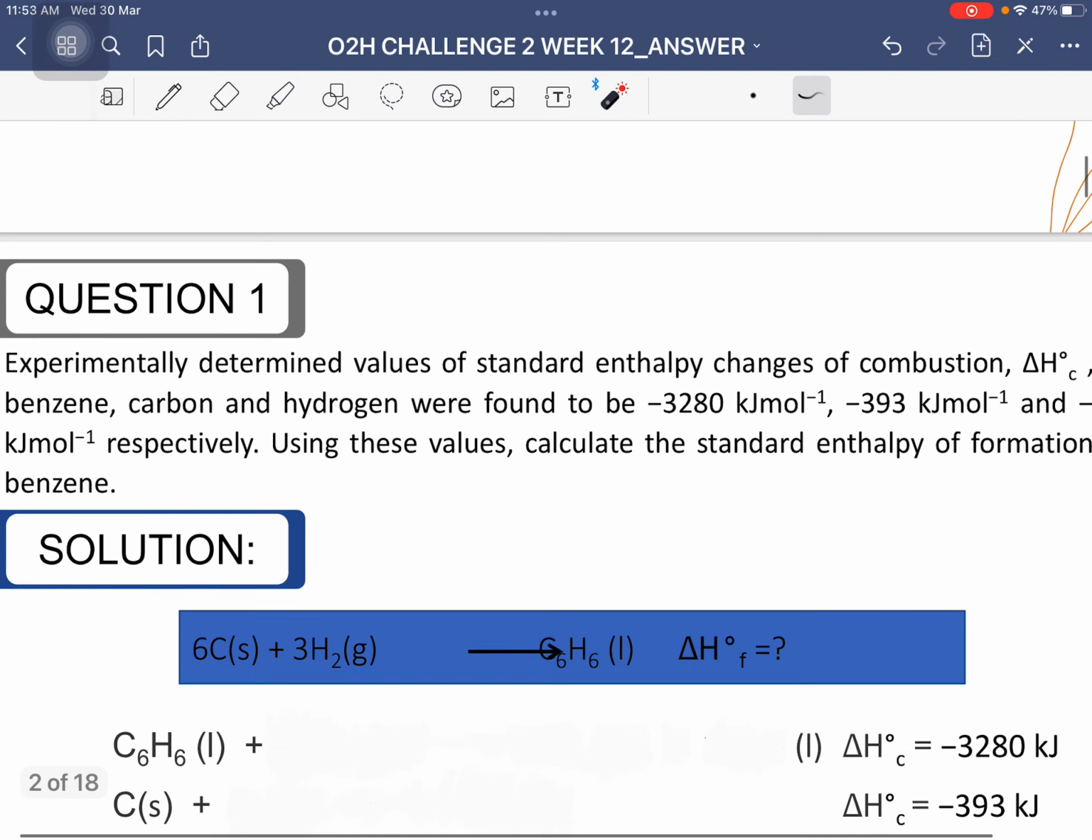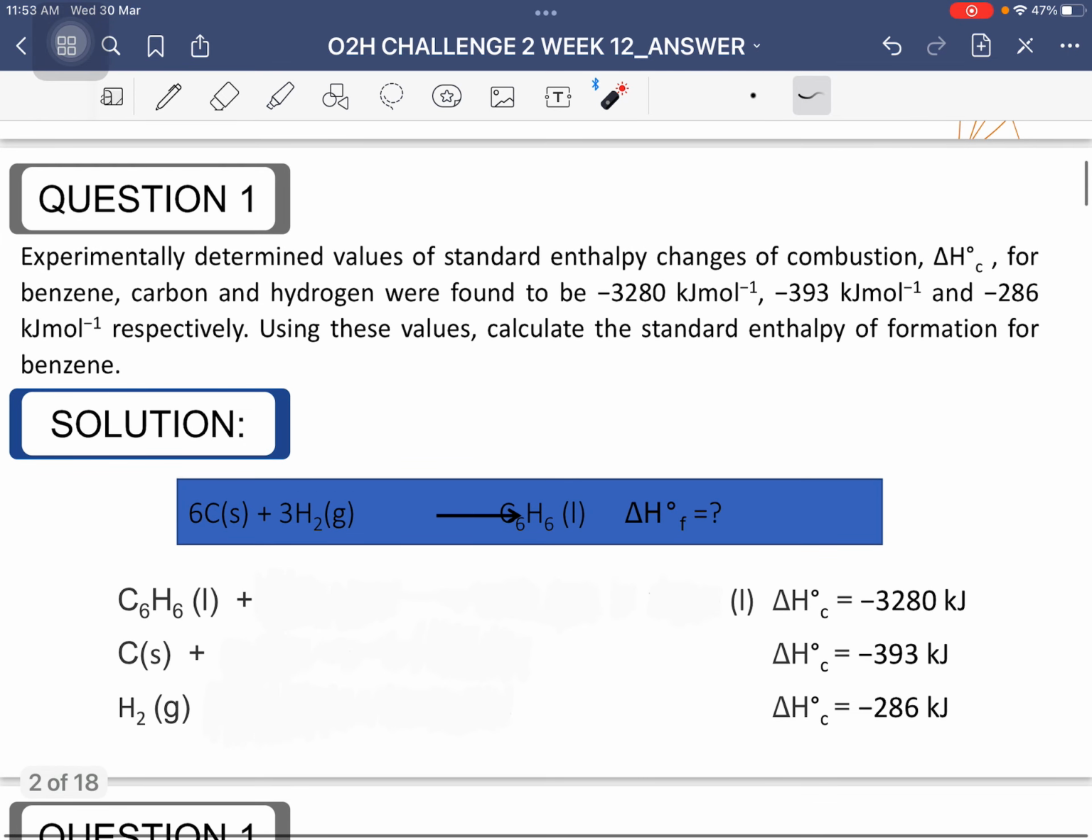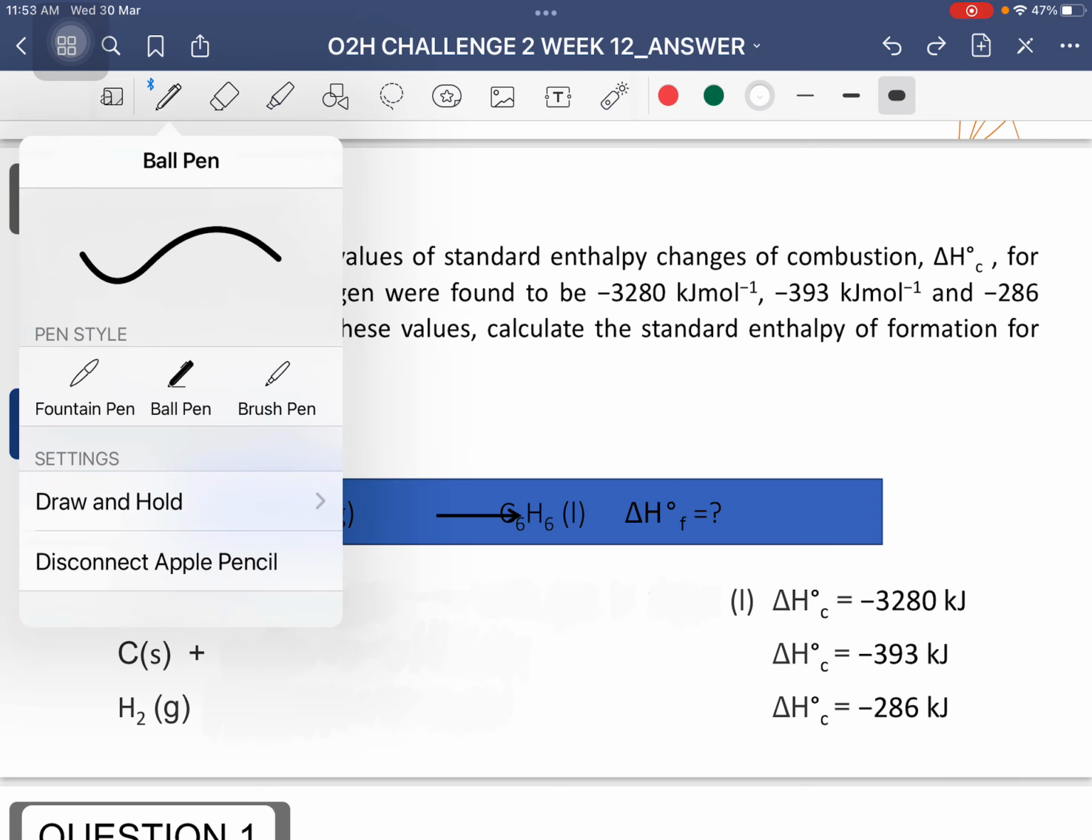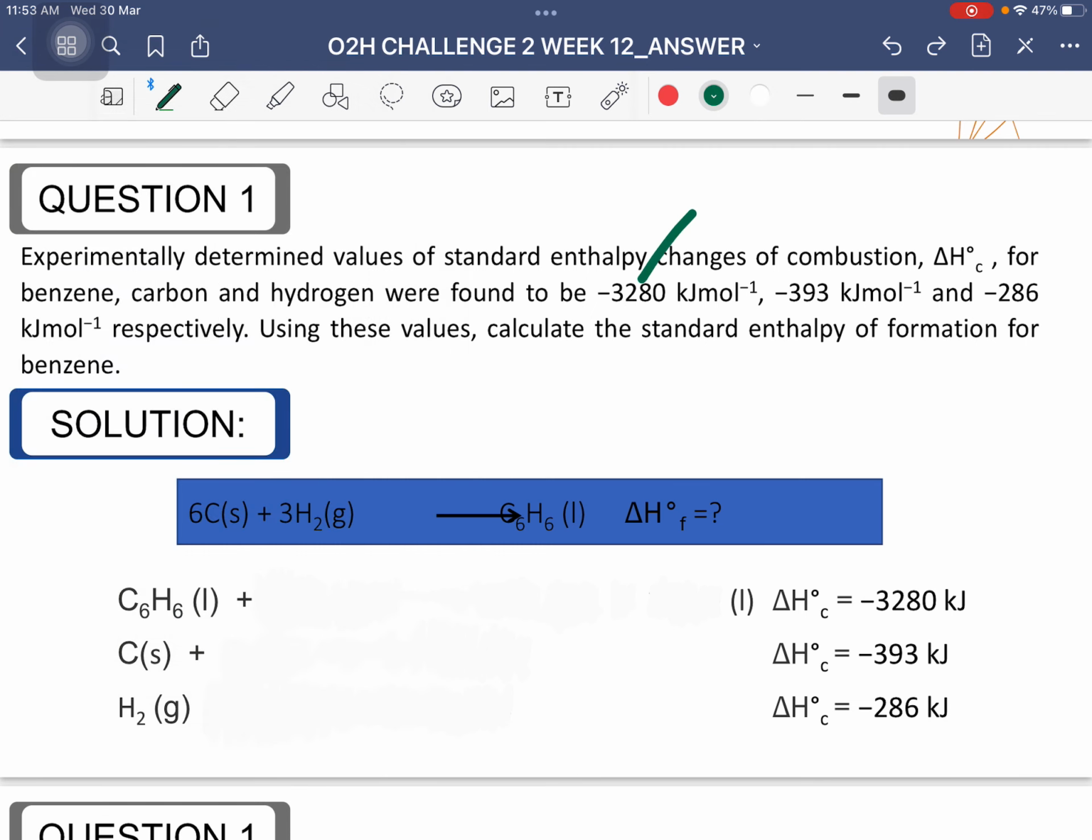Okay, for the first question, let's look at it. Experimentally determined values of the standard enthalpy change of combustion for benzene, carbon and hydrogen were found to be -3280 for benzene, -393 for carbon, and -286 for hydrogen respectively. Using these values, calculate the standard enthalpy of formation for benzene.